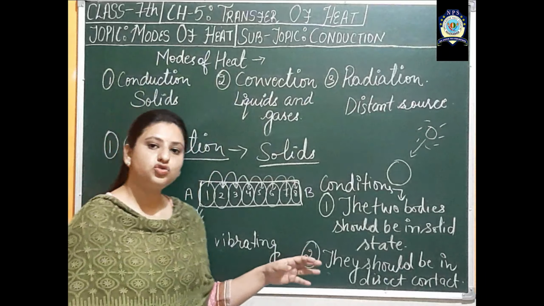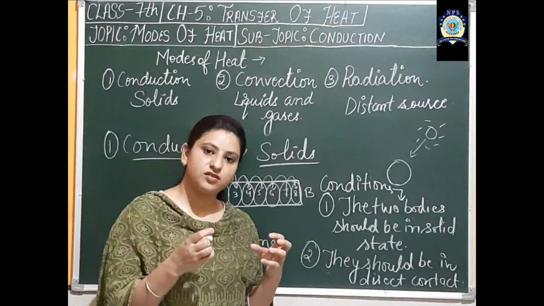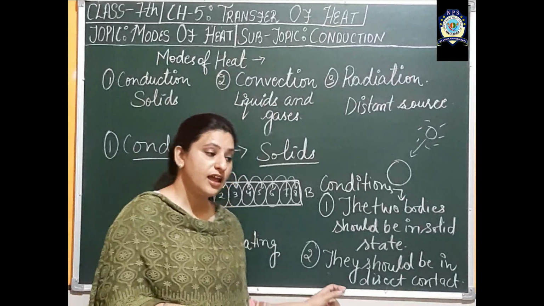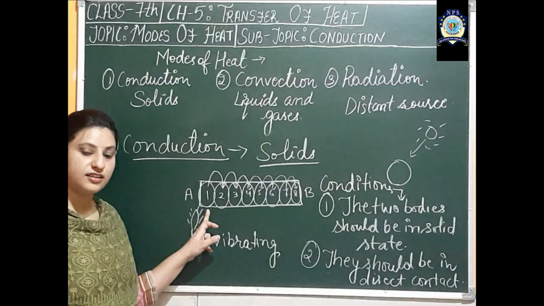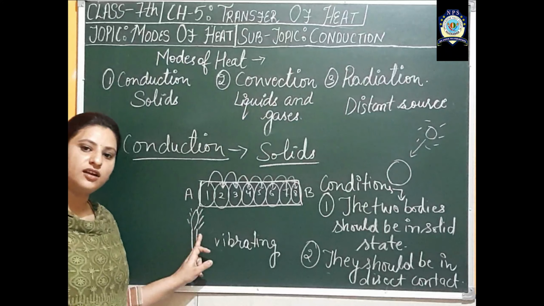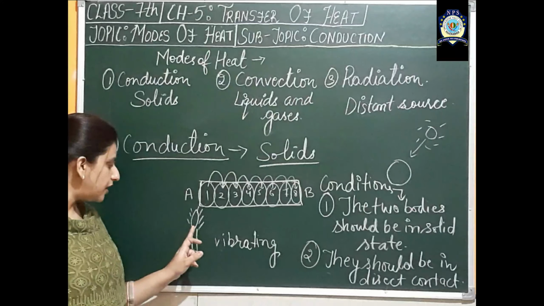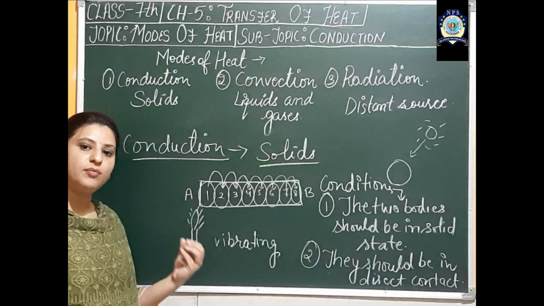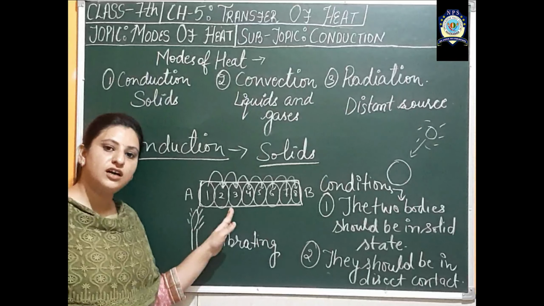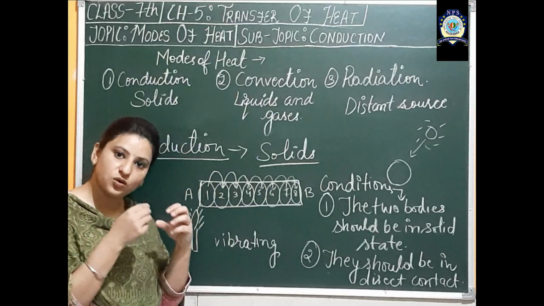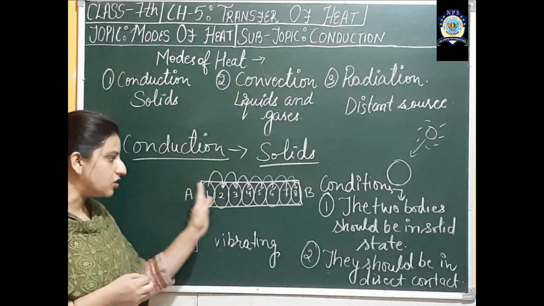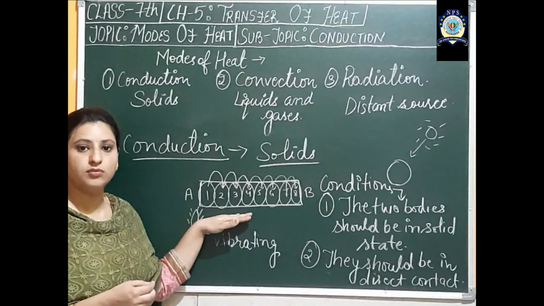So the two solids or objects in which the conduction is going on should be in direct contact. As we discussed here, the iron rod and the candle are both solid in nature. When we light the candle, it becomes a heat source, and when this heat source comes in direct contact with the iron rod, then after some time the heat is transferred and the iron rod becomes hot.